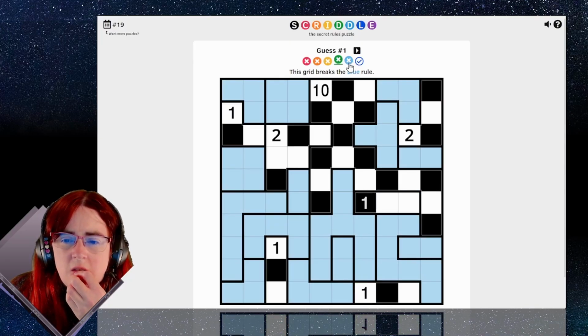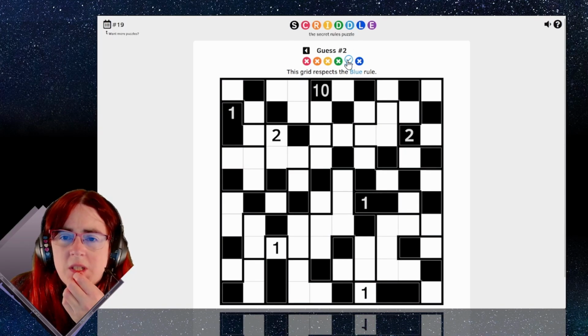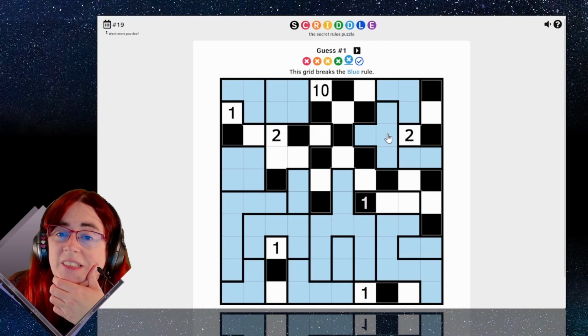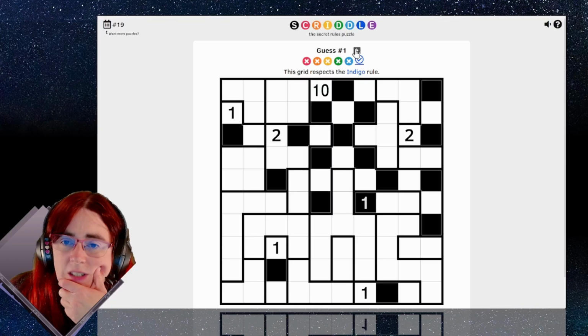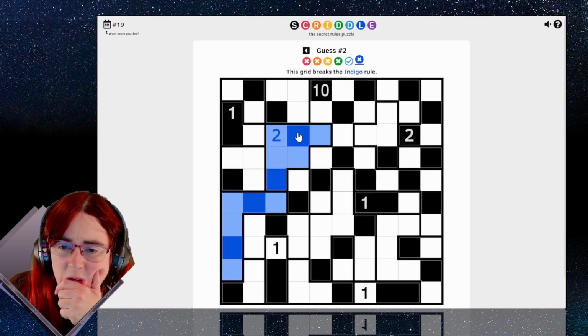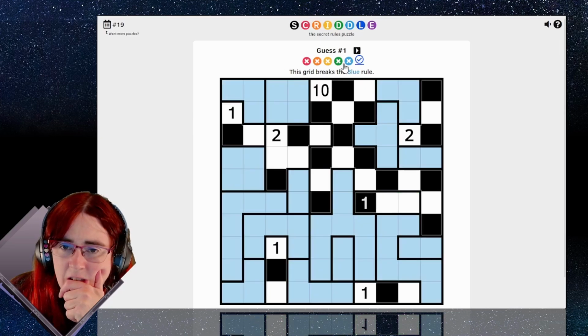The blue rule, we did pass the blue rule. So the blue rule is, I'm pretty sure, every shape needs to have at least 1 shaded cell. And the indigo rule, I think the indigo rule is no repeated patterns.